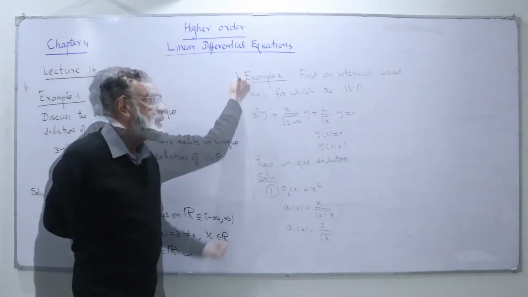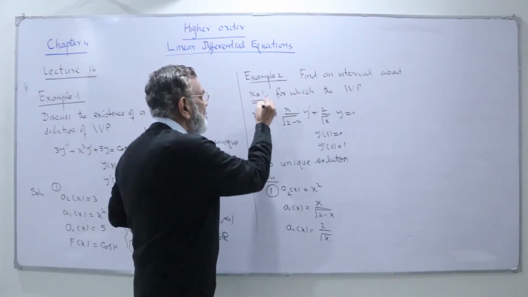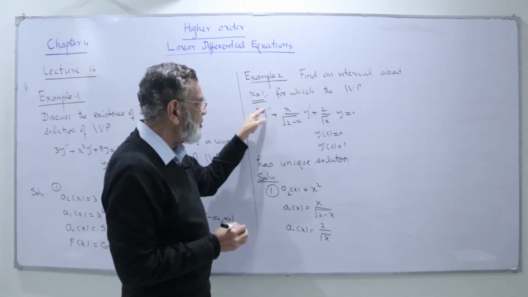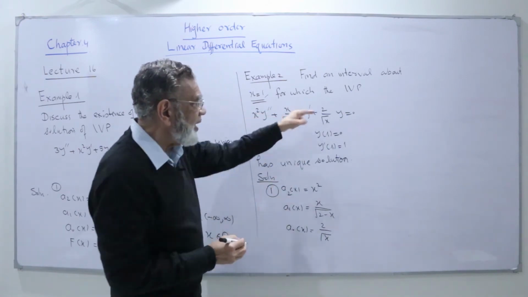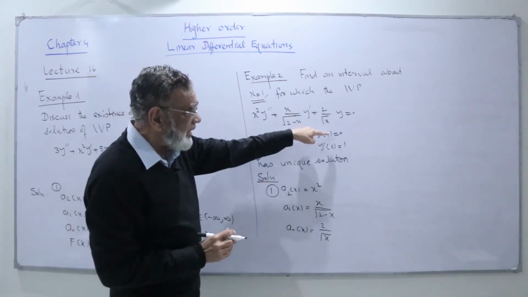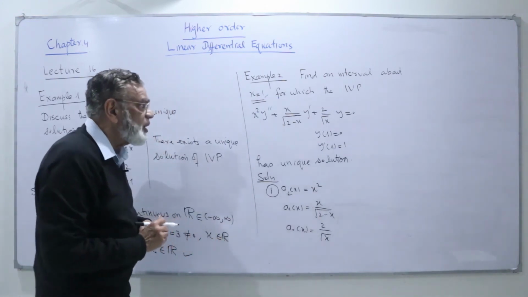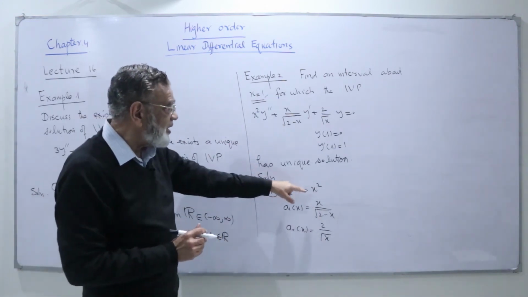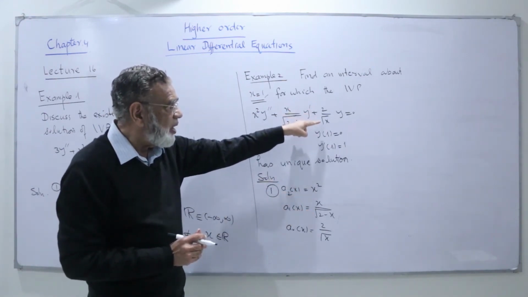So I take another example. In the second example, we want to find an interval about the point x equal to 1, for which the initial value problem x squared y double dash plus x over the root of 2 minus x times y dash plus 2 over root of x times y equal to 0, with y of 1 equal to 1 and y dash at 1 equal to 0, has a unique solution. So we have the coefficient a2 of x as x squared, a1 of x as x over root of 2 minus x, and a0 of x as 2 over root of x.